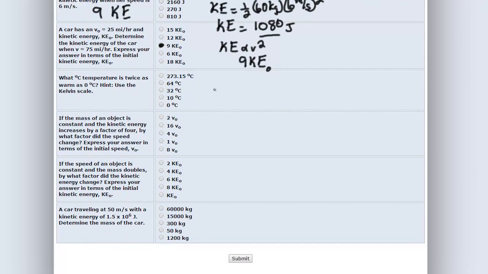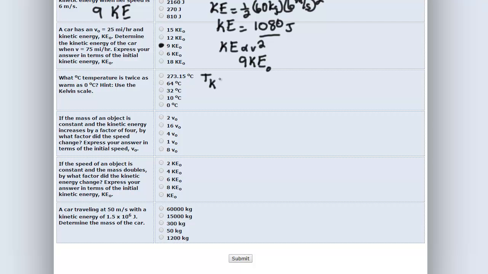What degrees Celsius temperature is twice as warm as 0 degrees Celsius? At 0 degrees Celsius, the particles have a certain amount of thermal energy. What we want to do is know when the thermal energy is twice as much. That would mean that it's twice as warm. So our Kelvin formula is this.